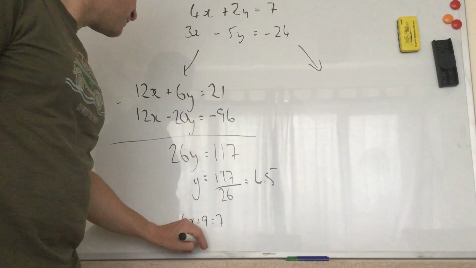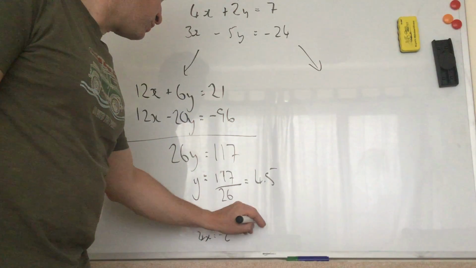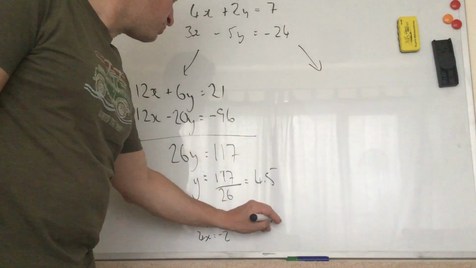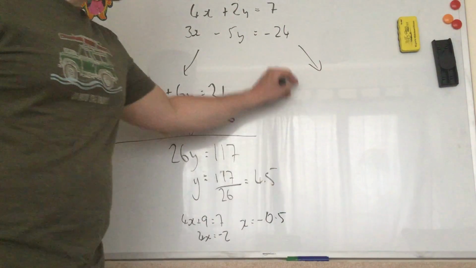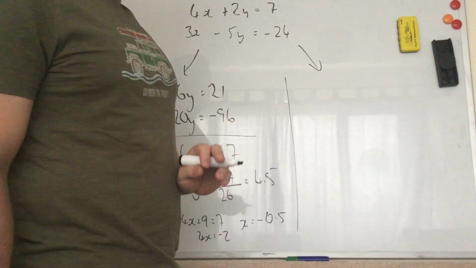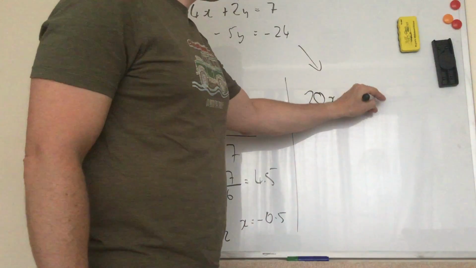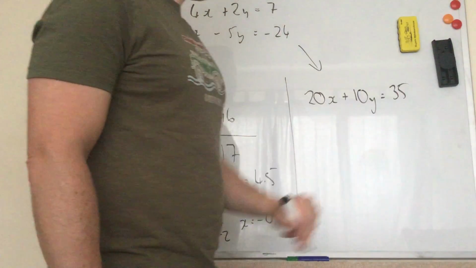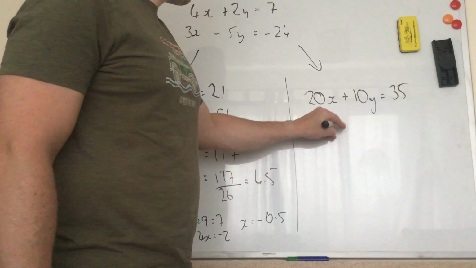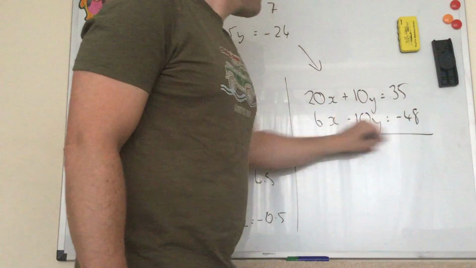Take away the 9, so we get 4x equals minus 2, so x equals minus a half, or minus 0.5. Okay. If you chose to make the y's the same, then the lowest common multiple is 10, so we get 20x plus 10y equals 35, times this one by 2, 6x minus 10y equals minus 48.